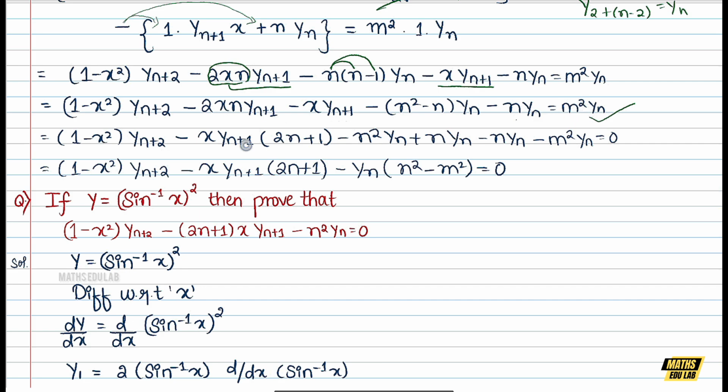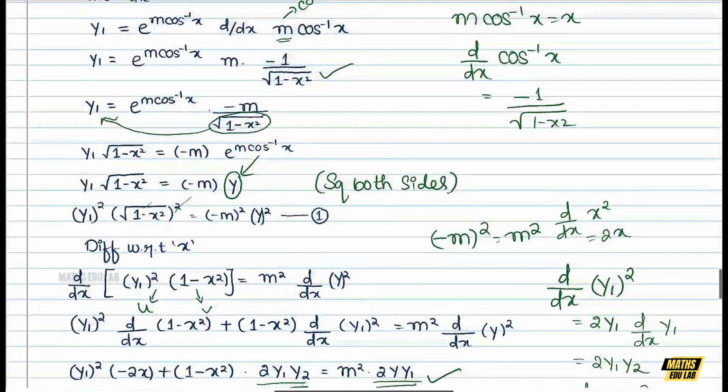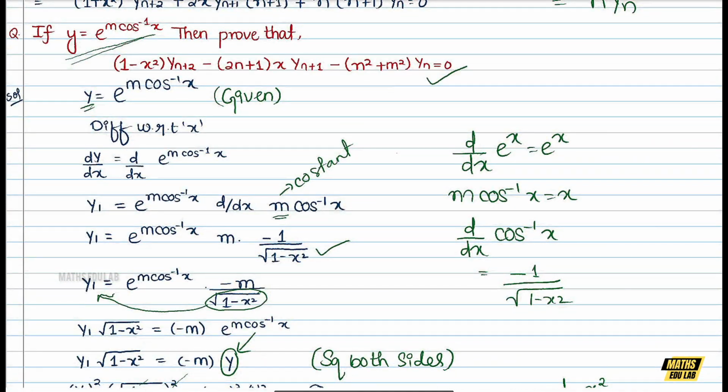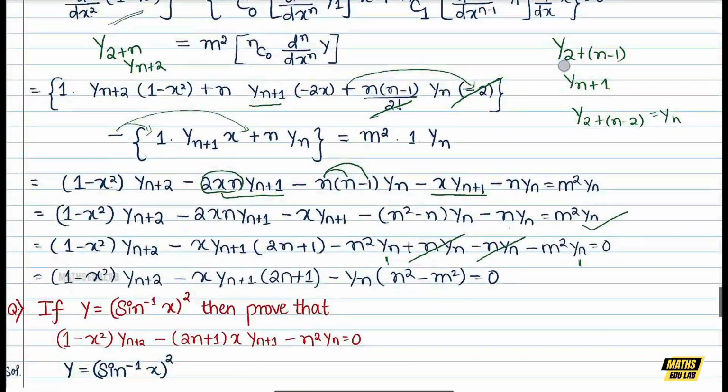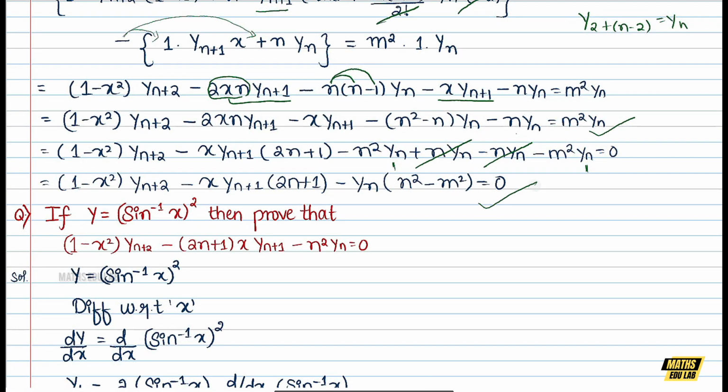Now after taking the common, I just removed the value, that means here the positive and negative terms will get cancelled out. Here y n is a common term, so y n has been taken common, then n square minus m square is equal to 0. If you see here, the question given is to solve the value, that is 1 minus x square y n plus 2 minus 2n plus 1 into y n plus 1 minus n square plus m square y n is equal to 0. That is what we got in the last step.